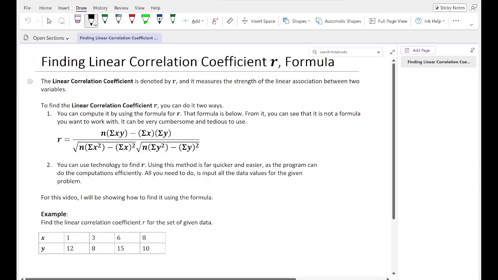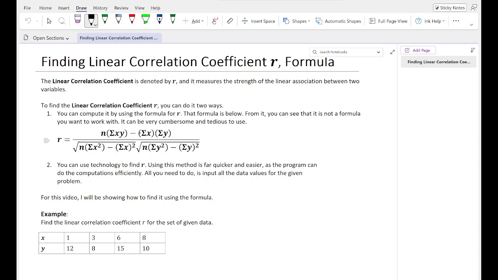The linear correlation coefficient is denoted by R, and it measures the strength of the linear association between two variables. To find R, you can do it two ways. You can compute it by using the formula for R. That formula is below, and from it you can see it's not a formula you would really want to work with. It's very cumbersome and tedious to use.